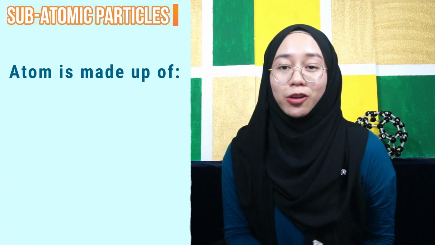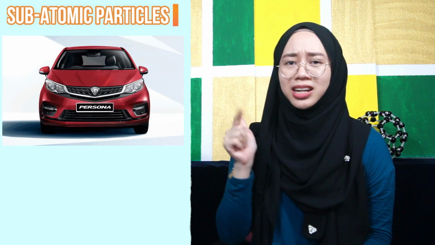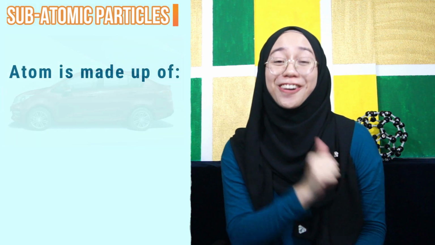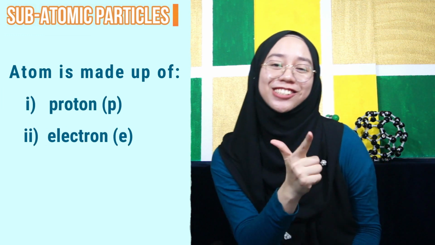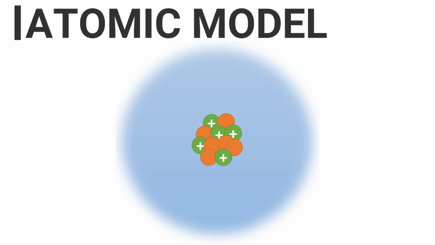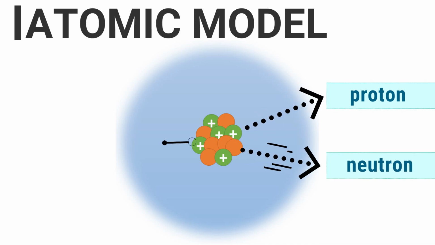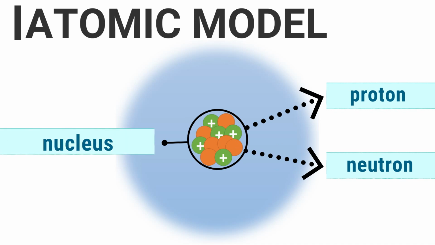An atom is made up of 3 subatomic particles: proton, electron and neutron. Now, if we look at this illustration, we can see that the protons, the one with green color, and the neutrons, the orange ones, are concentrated in the middle of an atom called nucleus.